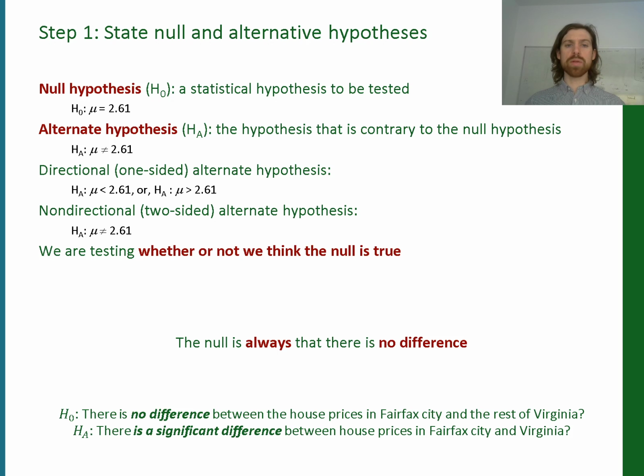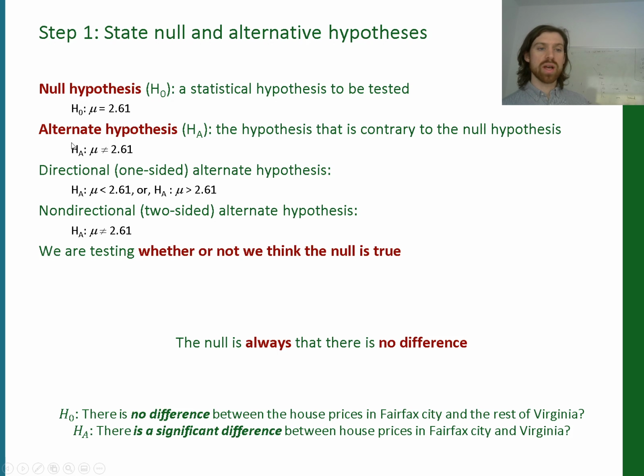The alternative hypothesis is the hypothesis that is contrary to the null hypothesis. And within this, if it's non-directional, as we state here, then we would just expect that the sample mean that we have is not equal to the population mean.